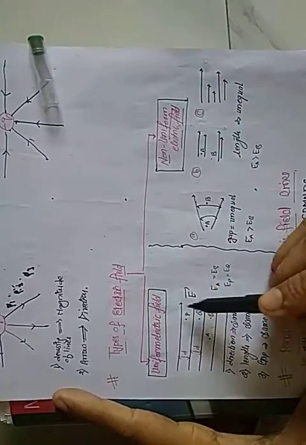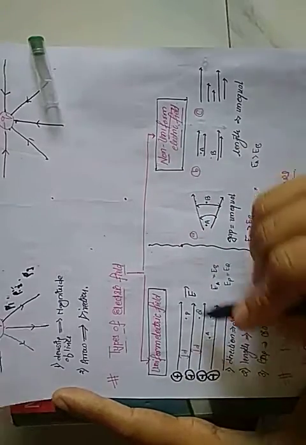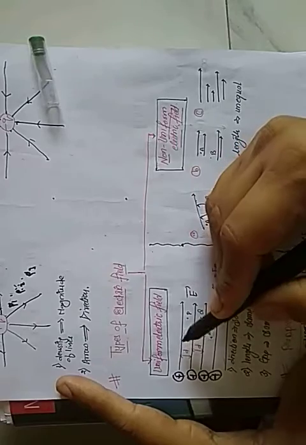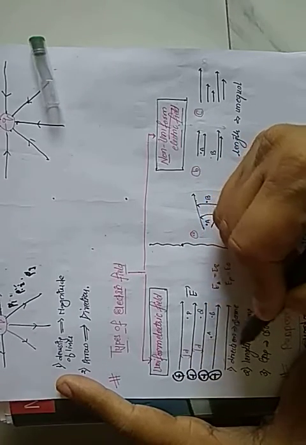So we have generally two types of field. One is uniform field, other one is non-uniform. Now what is the meaning of uniform field? See, there are numbers of positive charge, so all the positive charges are exerting the field outside. Numbers of field lines are there, and all the field lines are equidistant from each other.